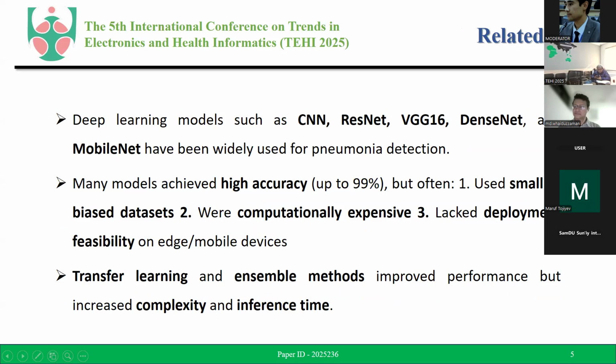Here's the related work. Deep learning models such as CNN, ResNet, VGG16, DenseNet, and MobileNet have been widely used for pneumonia detection. Many models achieved high accuracy up to 99%, but often used a small or biased dataset, were computationally expensive, and lacked deployment feasibility on edge or mobile devices. Transfer learning and ensemble methods improved performance but increased complexity and inference time.